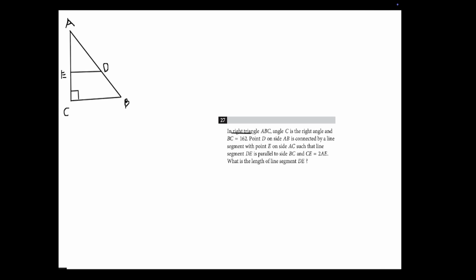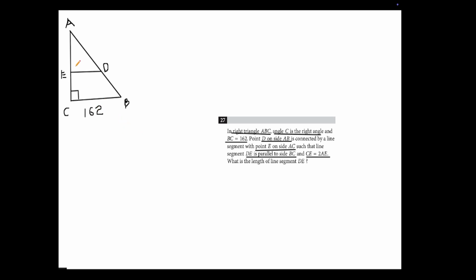Hey guys, here we have another question. This is a really tricky proportion question that a lot of people wouldn't get. So it states in the right triangle ABC, angle C is the right angle and BC equals 162. Point D on side AB is connected by a line segment with point E on side AC such that line segment DE is parallel to side BC and CE is equal to 2AE. What is the length of line segment DE?